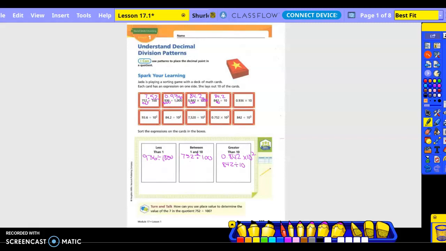Next one, times 10. Am I moving to the right or to the left? Right, because I'm multiplying by a unit of 10. So my new answer would be 9 and 36 hundredths. So where would that go?